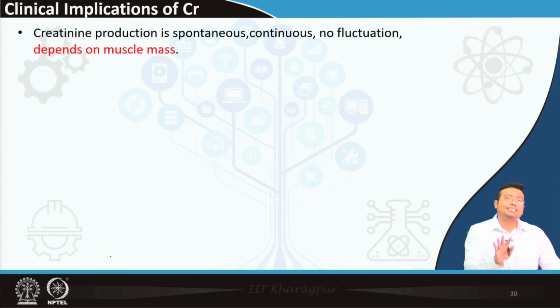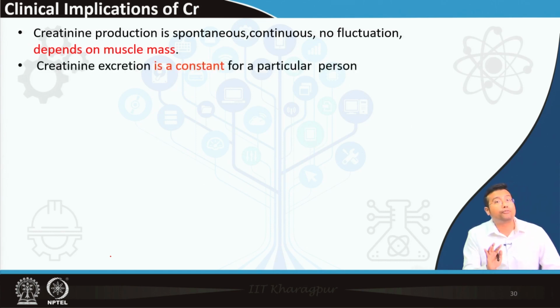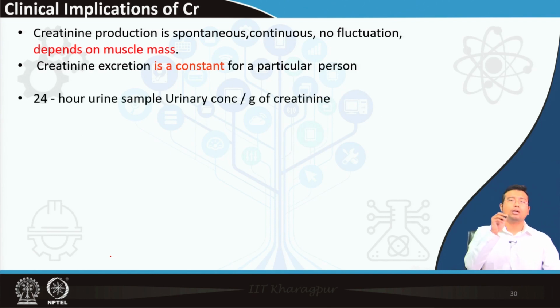Moving forward, this creatinine production is actually very spontaneous, there is no fluctuation, and it depends on muscle mass. Therefore, creatinine excretion is absolutely constant for a particular person, it will not vary, right. So, the 24-hour creatinine is generally expressed as an amount per gram, and it is so constant that it is used to normalize other parameters, for example albumin, expressed in mg per gram of creatinine.